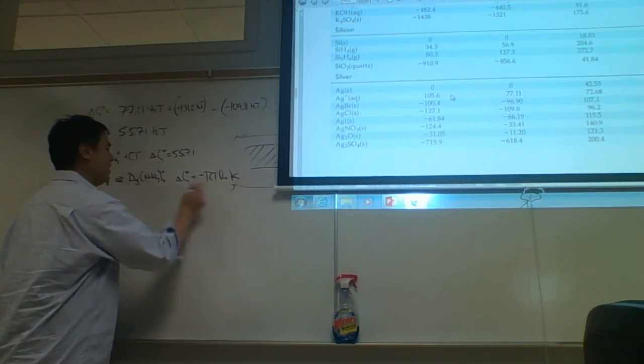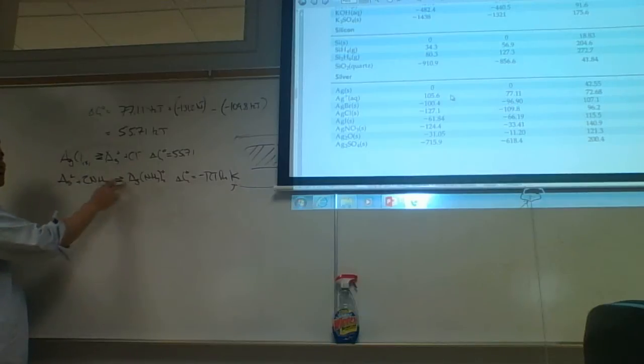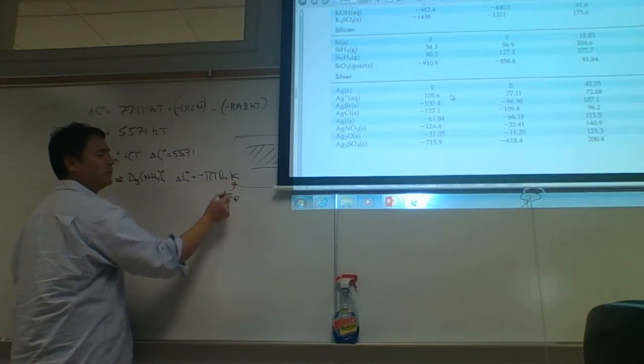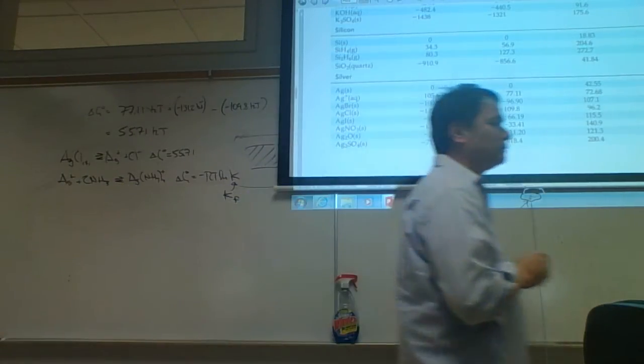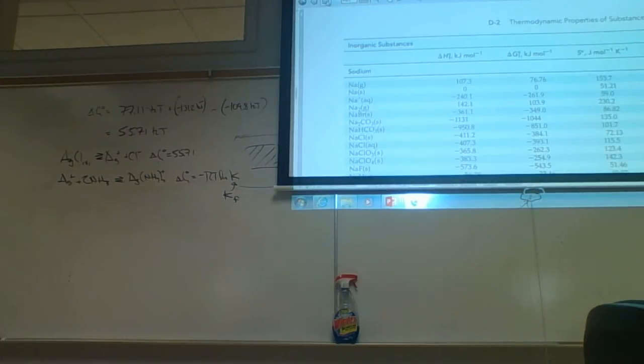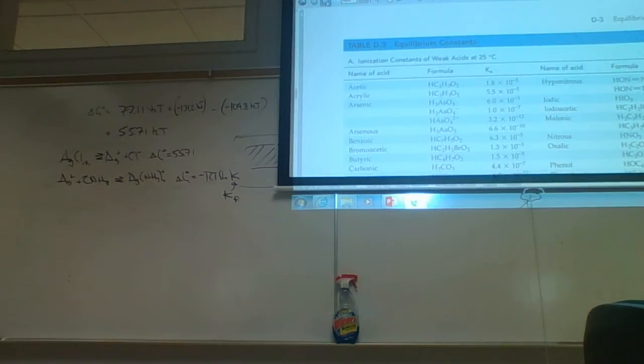Well, do I have K for this? These are all aqueous solutions, and so K_eq is equal to K_c. And K_c equals, this is a special K. What is this K called? This is called K_f. Do you remember K_f? We have K_f in appendix D. So I'm not in this table, but I can use the other table.